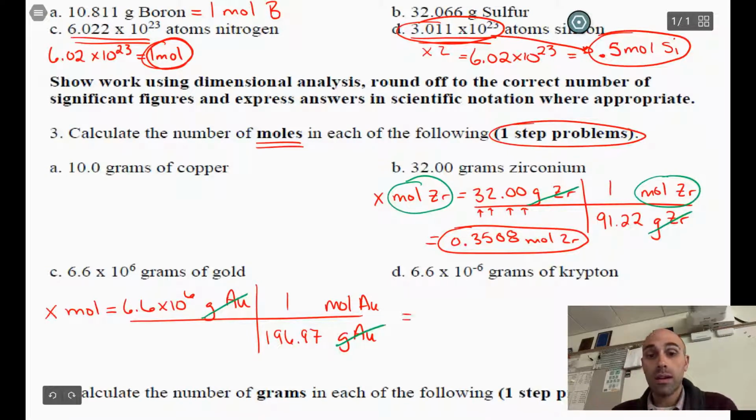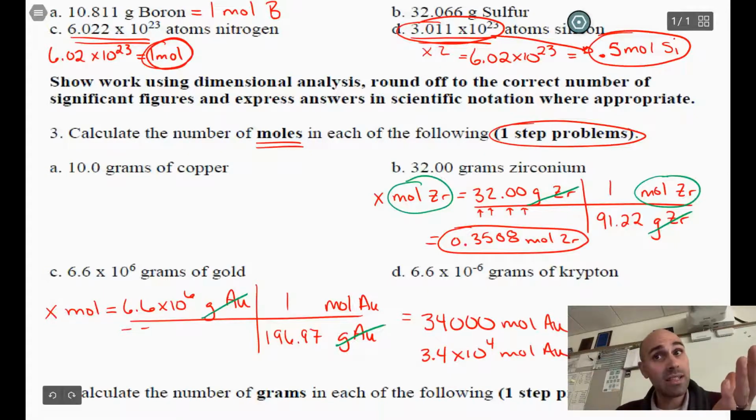We cancel out the grams. We're left with moles. We wanted moles. All we do is take 6.6 times 10 to the 6th, divide that by 196.97, keeping 2 sig figs, because that's what we started with. We get 34,000 moles of gold, or if you write it in scientific notation, you get 3.4 times 10 to the 4th moles of gold. I'd want you guys to write it in scientific notation, because if you start in scientific notation, you should end in scientific notation.